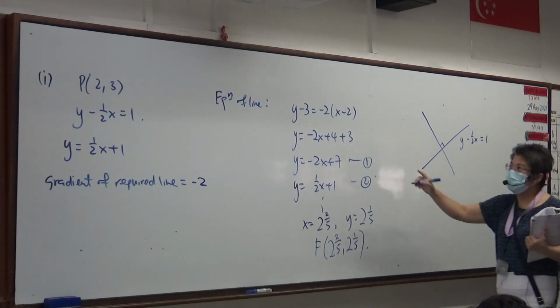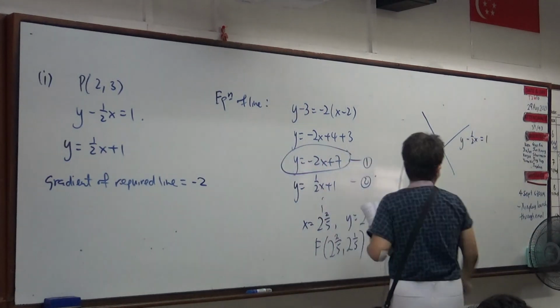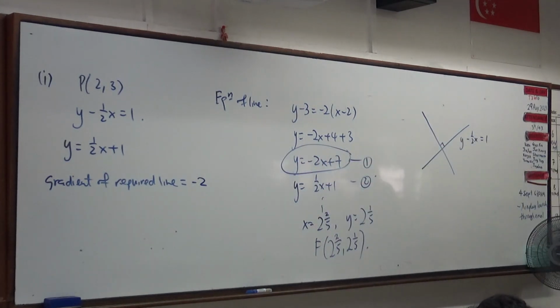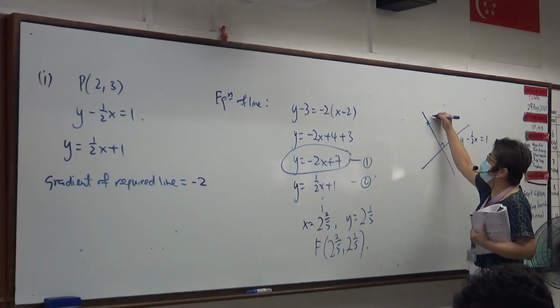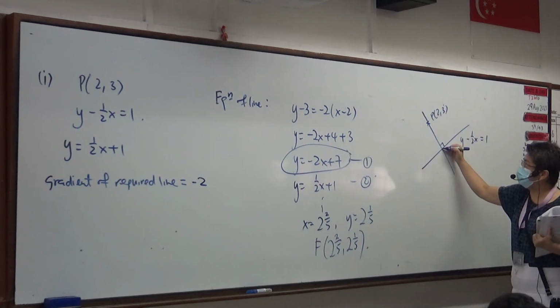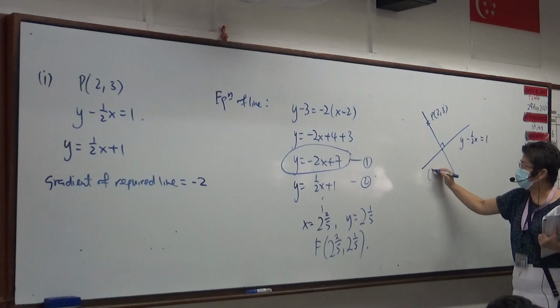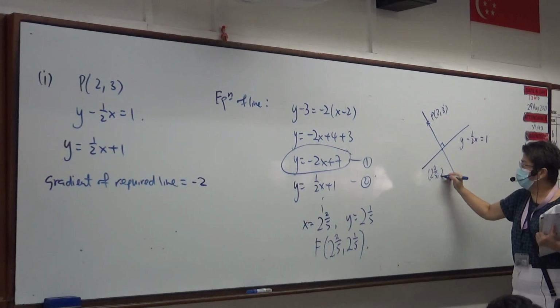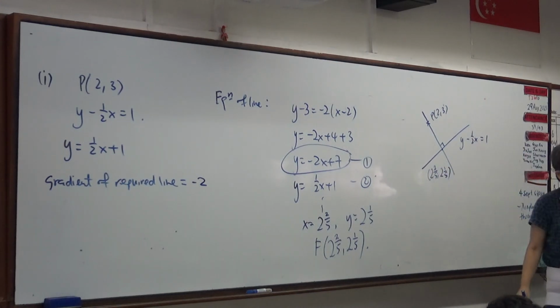Now, do you agree this is the line that is perpendicular to it? Correct? Yes or no? And this P lies on the line, right? Which is what? (2, 3). Now, what is this point that is in the intersection? (2/5, 2 1/5), right? Okay? Do you understand what I'm talking about here? Yes or no?